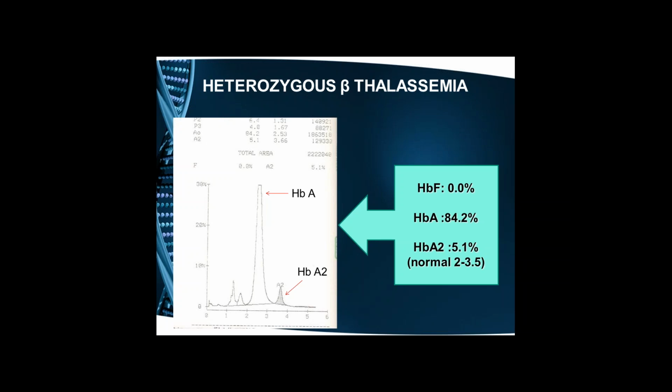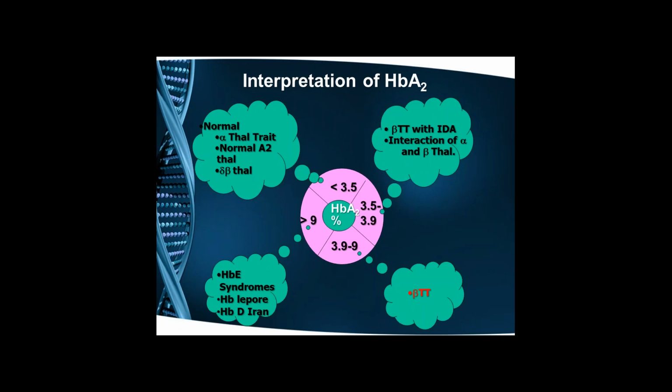So whenever we have an HbA2 a bit higher than normal, up to 3.5%, and if it is higher than 4%, it is definitely beta thalassemia trait. If it is between 3.5 to 3.9%, the possibility is that it could be a beta thalassemia trait or there could be an associated iron deficiency anemia.